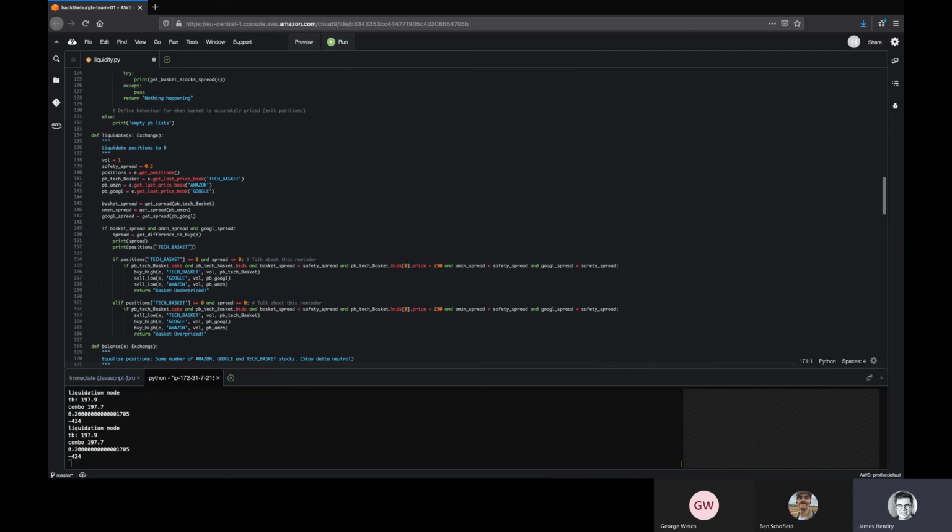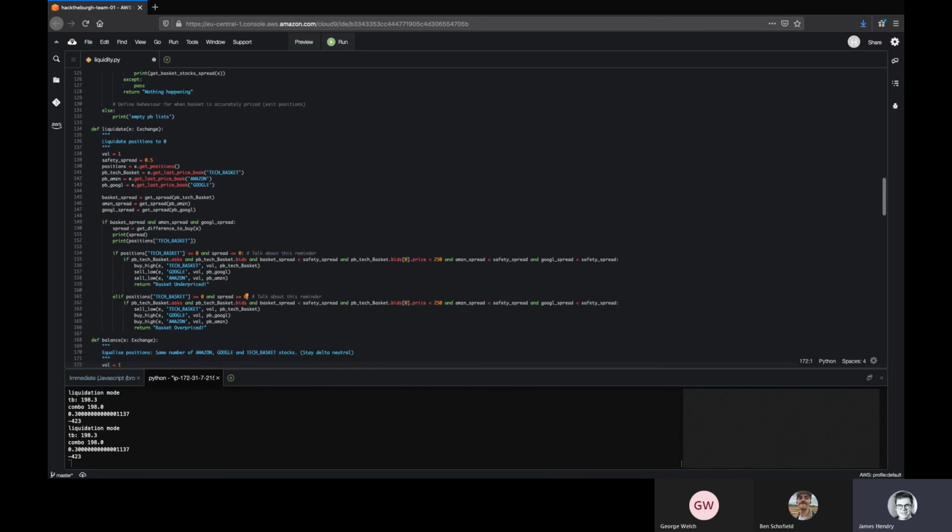What we do is we take the different spreads of the basket, Amazon and Google. We check what they are, and then if we are currently shorted on tech basket and the spread is advantageous to us, then we buy tech basket back and we short Google and Amazon. Otherwise, if we're long on tech basket and the spread is advantageous to us, we short the tech basket and we buy back Google and Amazon.